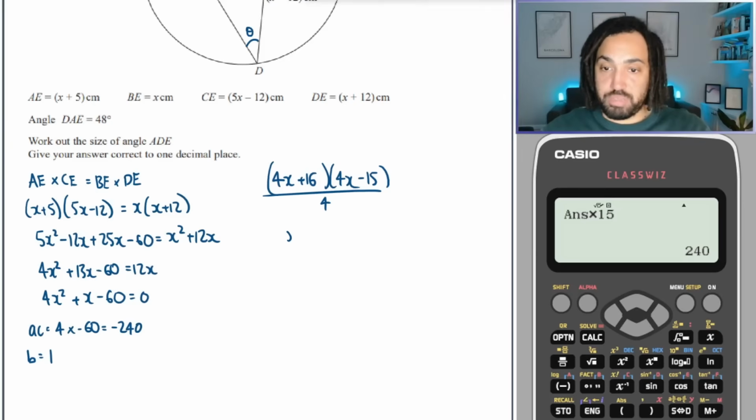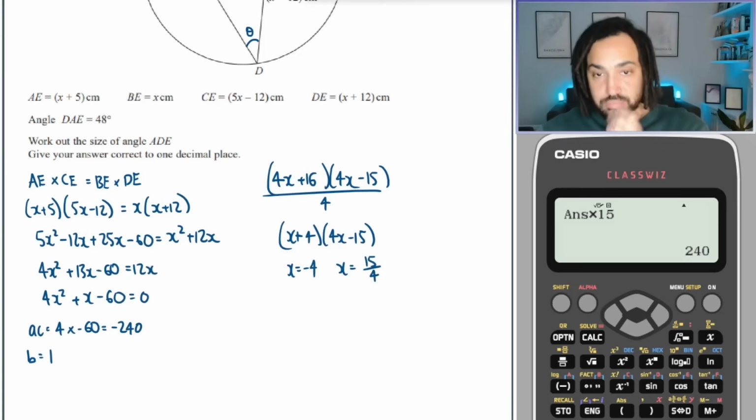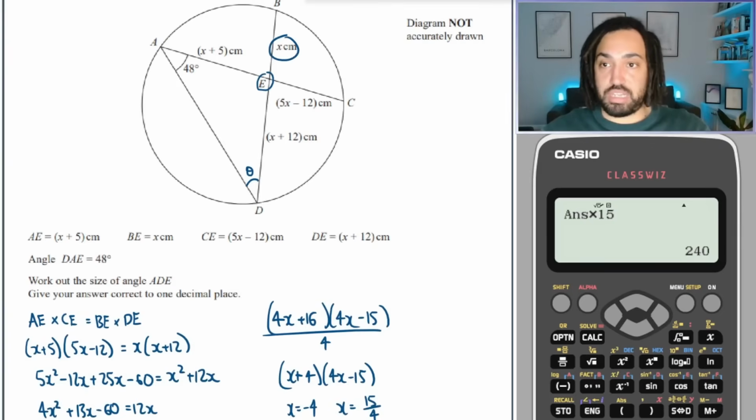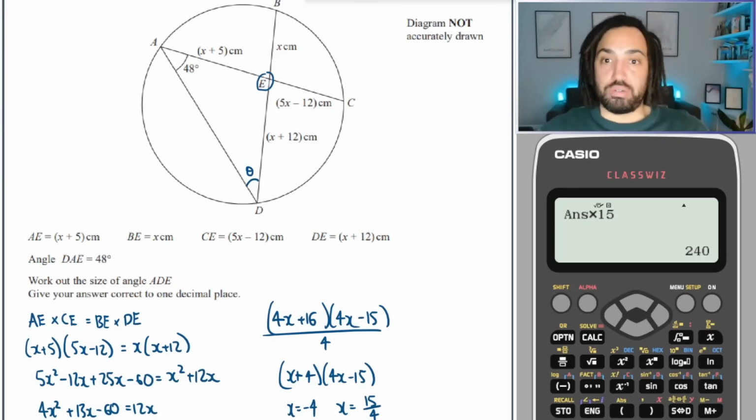Divide through by 4 gives me x plus 4 and 4x minus 15. x equals minus 4 or x equals 15 over 4. Okay. Now, x can't be minus 4 because x is a distance and we can't have a negative distance. So we know that x is 15 over 4. So now let's look at this triangle, and we have 15 over 4 plus 5.